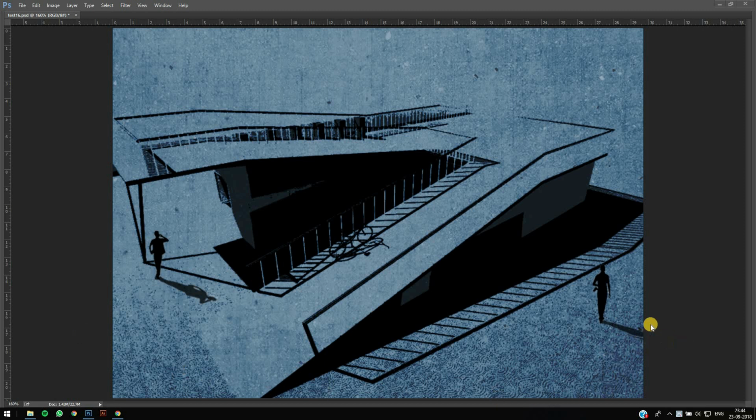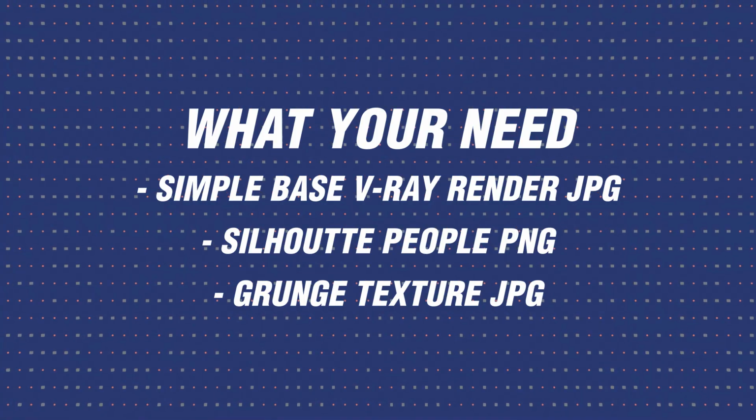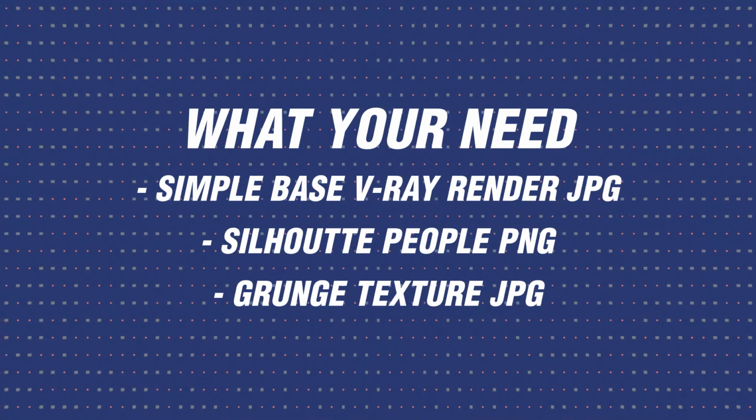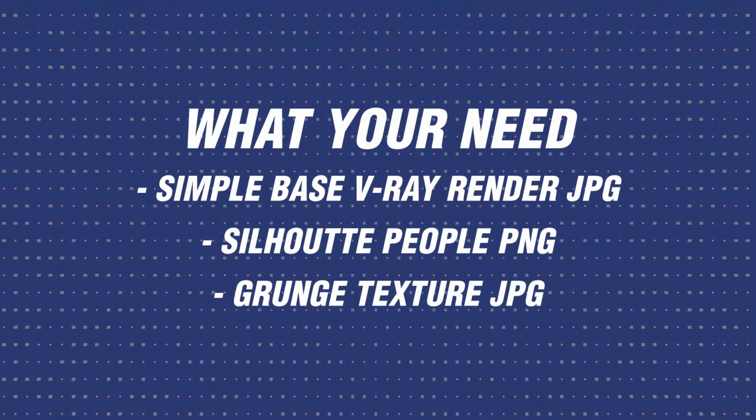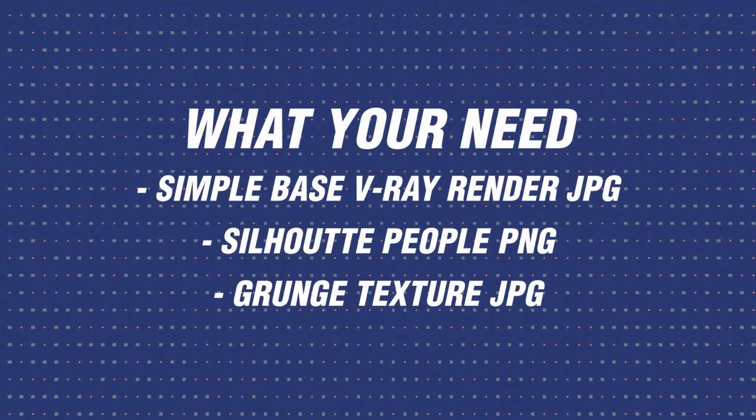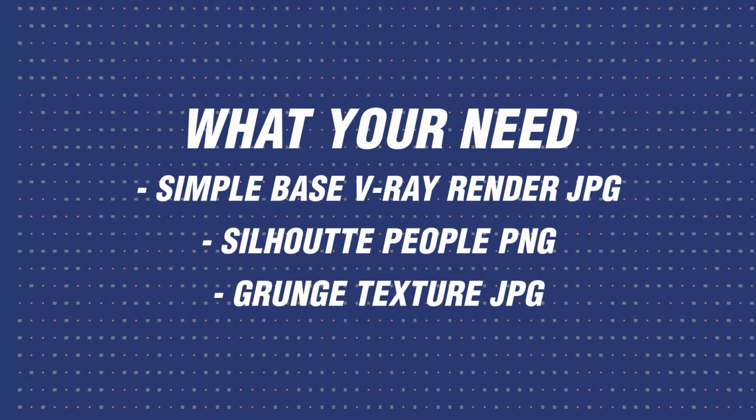What's up everybody? Today we're gonna be doing this kind of a cool graphic with only Photoshop. So what you need is a simple base V-Ray render as a JPEG, a person's silhouette that we're gonna put in as a PNG, and a grunge texture as a JPEG.